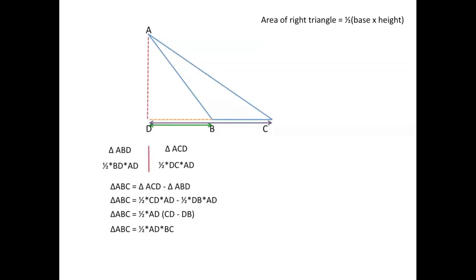So again, the triangle ABC's area can be represented as half times its height times the base, which again is the same thing that we have here. So this shows that regardless of whether you have a right angle triangle, an obtuse triangle, or an acute triangle, the area will always be half times its base times its height.